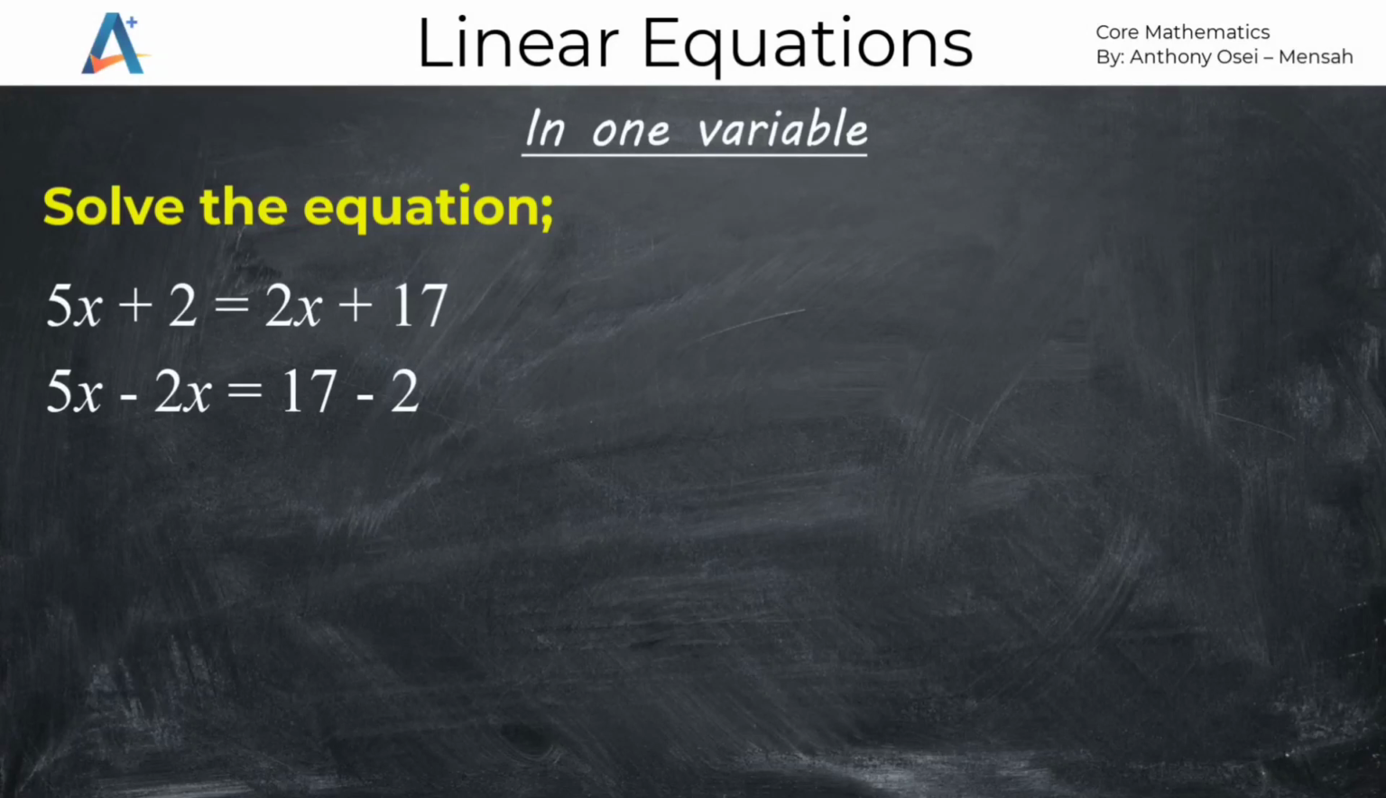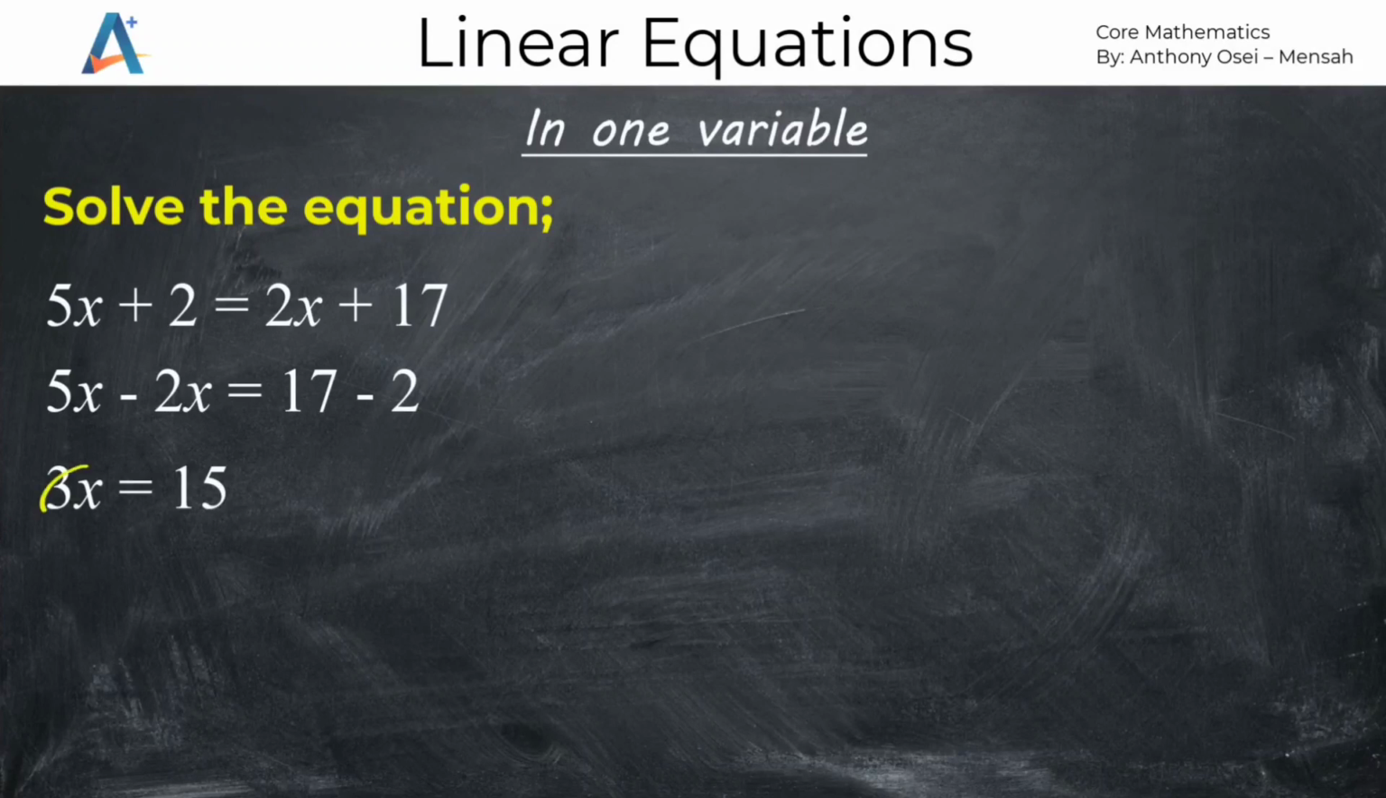Now let's continue. Now that we have 5x minus 2x, we have 5 of the x minus 2 of the x. It will become 3x. So 3x is equal to 17 minus 2, which will give us 15. Now we have to divide both sides by 3 to eliminate the 3 and make x the subject.